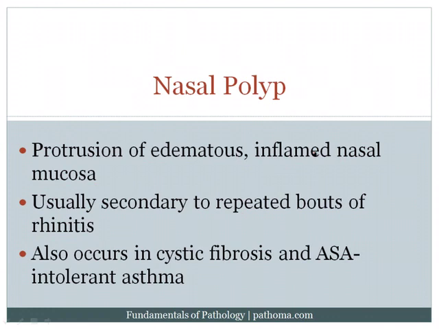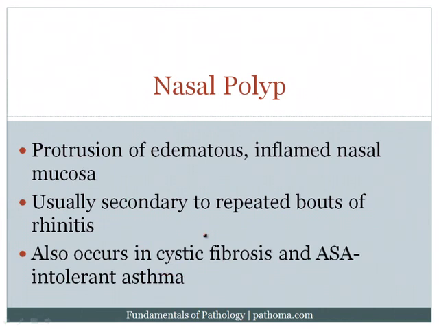All right, now here comes the high yield. The first high yield is that if you have a child with nasal polyps, you really want to think cystic fibrosis. Again, very high yield. If you have a child with nasal polyps, you want to test that child for cystic fibrosis, and that becomes particularly high yield for examination purposes.